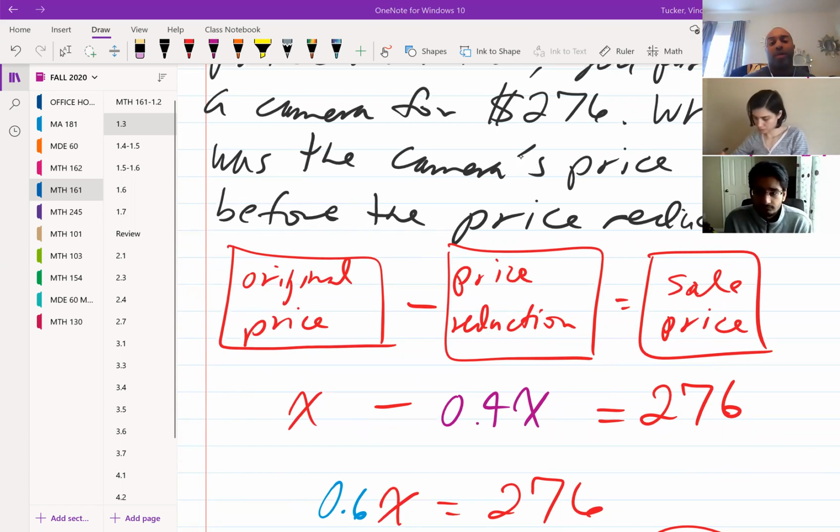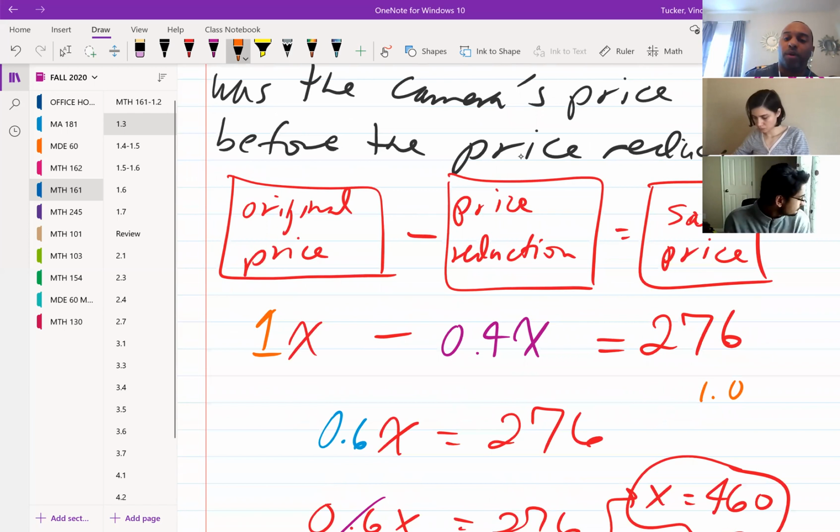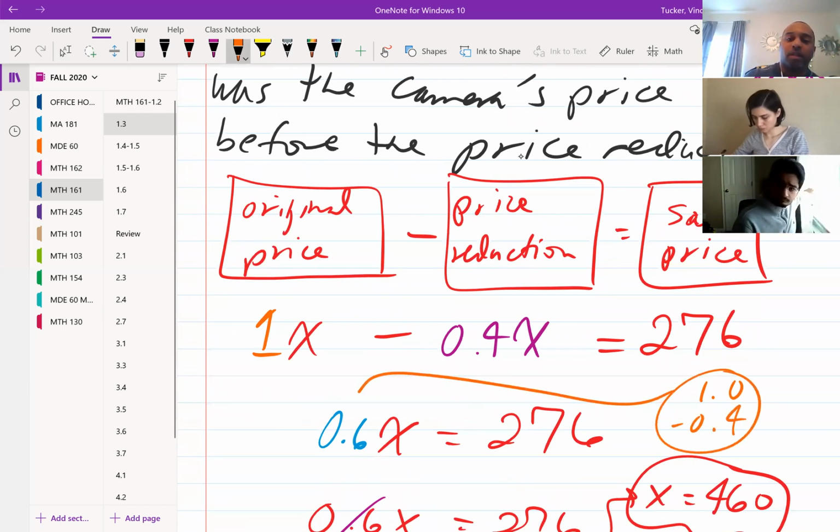So now, great question. How do we get to the next step? And this is another place where a lot of people make a mistake. So now, when we see our X terms, we know the next move is to combine our like terms. What we don't want to forget is that, yes, we have 0.4 right here, but there's a 1 that is sitting in front of X. So when you do your subtraction, that's going to be 1.0 minus 0.4, which is how we get that 0.6.